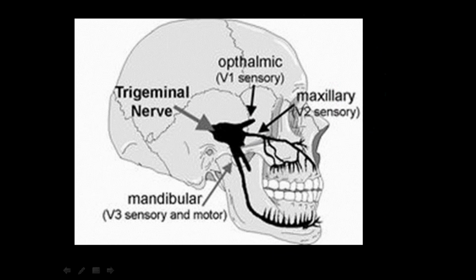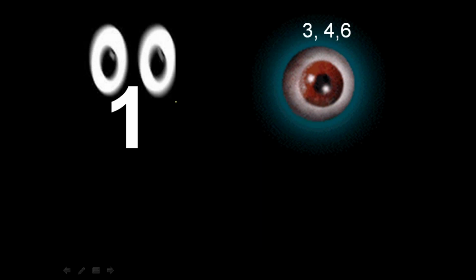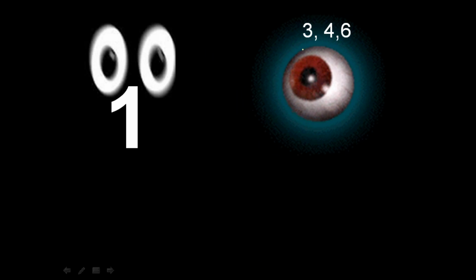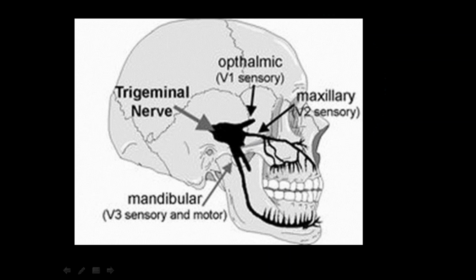We have the trigeminal. Who is the trigeminal? Oh, by the way, one, olfactory, smelling. Number two, the optic, is going to be the vision. 3, 4, 6, we have the oculomotor nerve, the trochlear nerve, and the abducens nerve. All of these are going to make the movement of the eye.